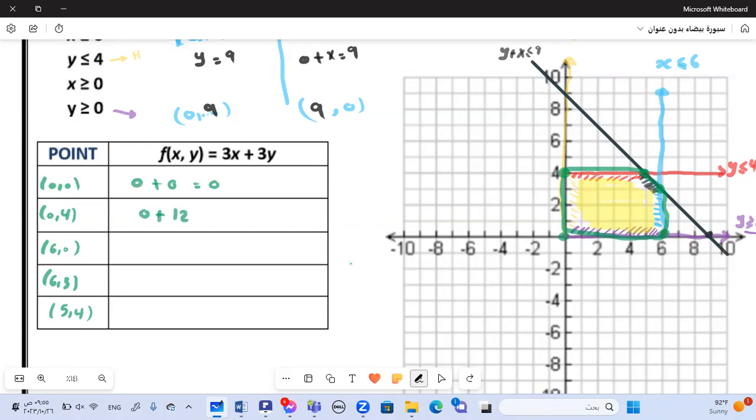I am substituting in the objective function. So the answer will be 12. 6 multiplied by 3 will be 18 plus 3 multiplied by 0 will be 0. So the answer will be 18.